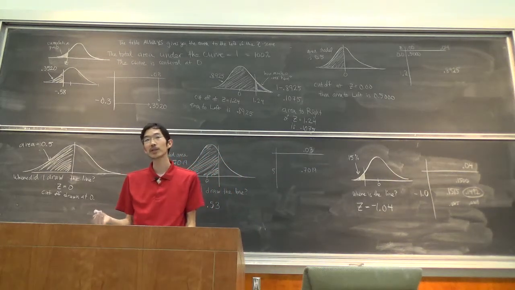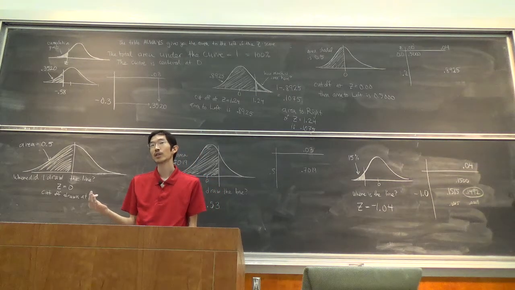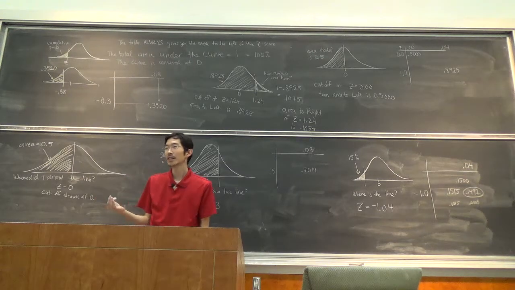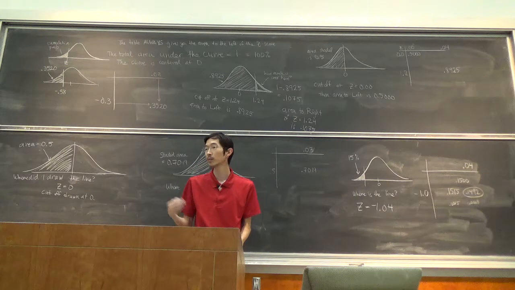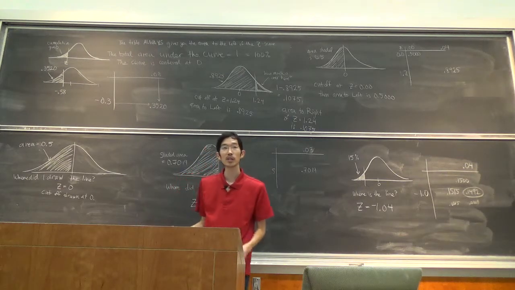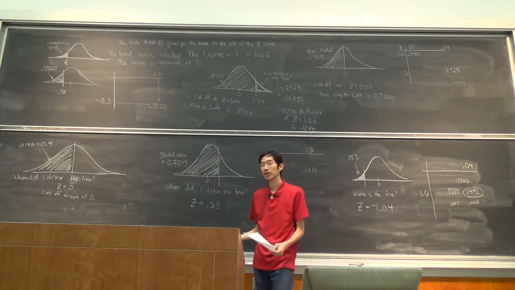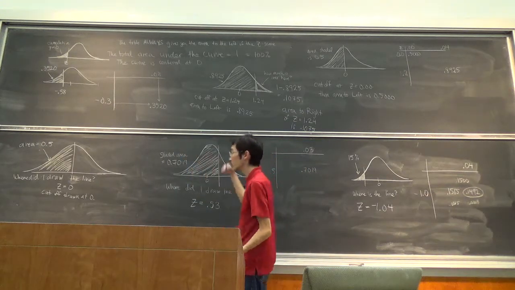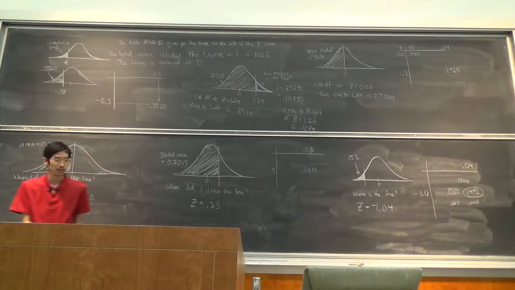The z-score is the number of standard deviations. Oh, it's the spread. No, that's the standard deviation. It's the number of standard deviations from the mean. You guys remember how we calculate a z-score? Yeah, we take the point x, we subtract the mean, and we divide by the standard deviation.